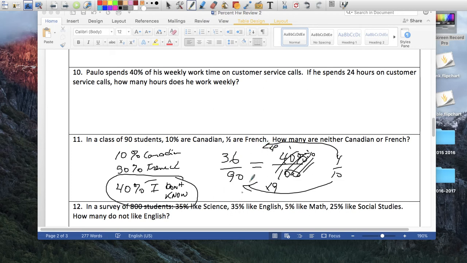So the 36 represents the 40%. So 36 people are not Canadian and they're not French. You could have done it this way. You could have done 60% and then find how many are Canadian and French and then subtract it from 90. Completely fine too. Okay, so you had options here.